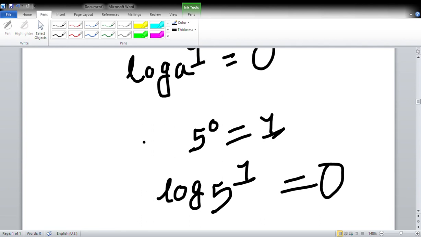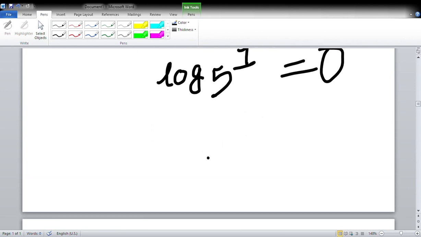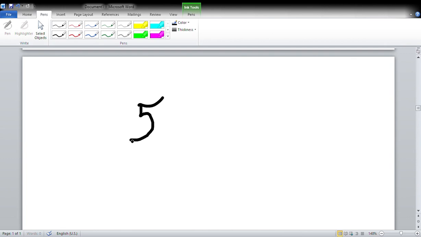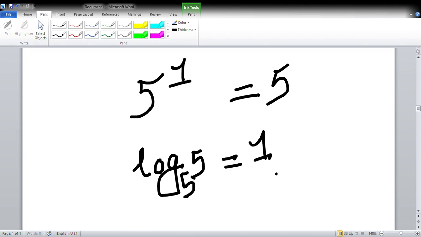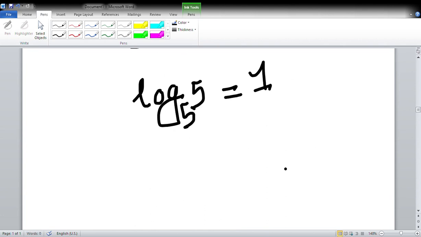Another thing, suppose you take 5 to the power 1. 5 to the power 1 is equal to 5. If you really want to convert this exponential form into logarithmic form, you can write log of 5 with the base 5 is equal to 1. This is the base.